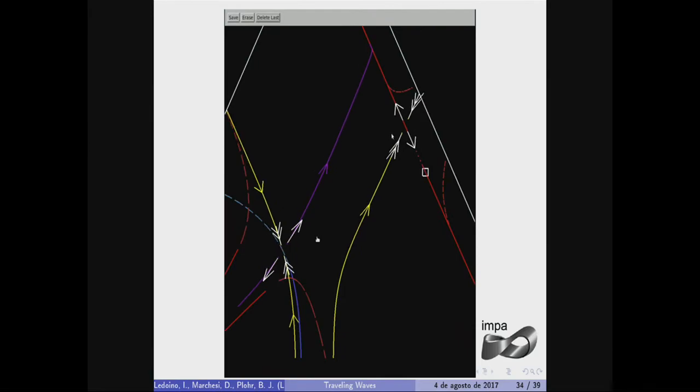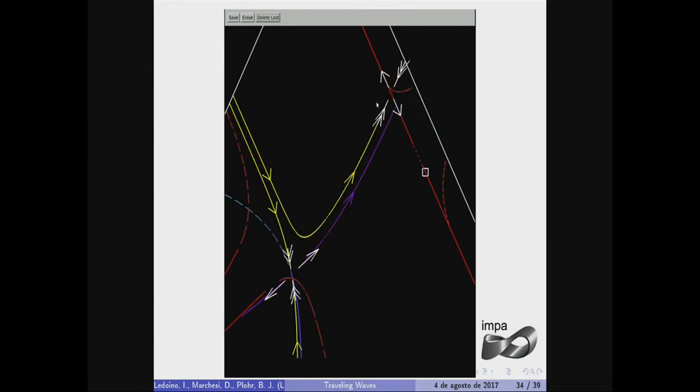Okay, so I'm going to tell you how I choose the left state and right state. But again, we want to move along one wave curve and check whether those two invariant manifolds get very close to each other. So how do we define the left state and the right state now?